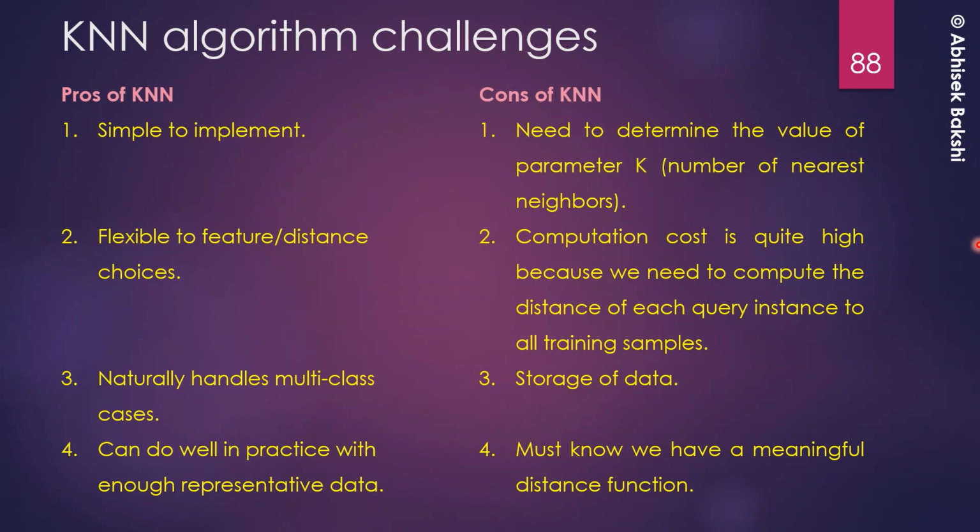Now, naturally, it's very easy to handle multi-class cases. Multi-class case means if you have more than one class of data, but definitely storage is a very important issue over here. Anyway, it can do well in practice with enough representative data, but we have to understand which particular distance function can be more useful. So you may need some trial and error in future if you want to go for KNN, right? So this is the very overall idea of KNN, what exactly it is.